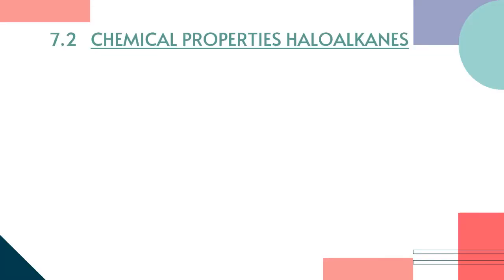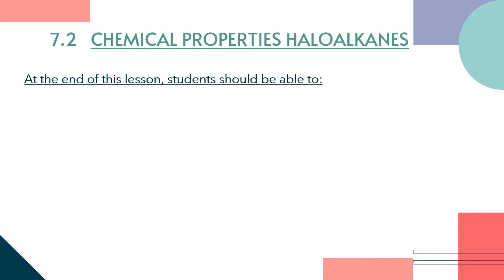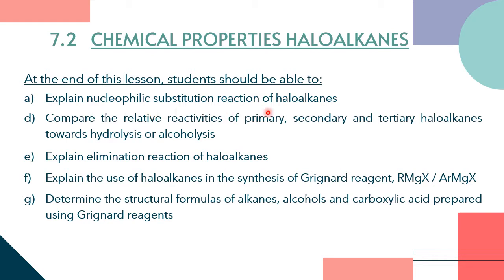In this video, we're going to discuss the subtopic 7.2, chemical properties of haloalkanes, and at the end of this lesson, you should be able to explain nucleophilic substitution reaction of haloalkanes, compare the relative reactivities of primary, secondary and tertiary haloalkanes towards hydrolysis and alcoholysis, explain elimination reaction in haloalkanes, explain the use of haloalkanes in the synthesis of Grignard reagent, RMgX with RMgX, and also determine the structural formula of alkanes, alcohols and carboxylic acid prepared using the Grignard reagent.